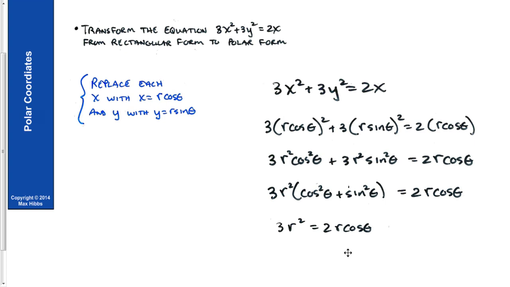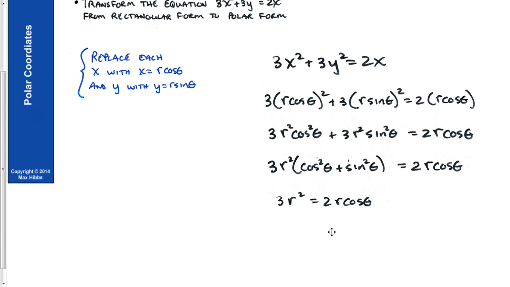Now, another thing that we could do at this point is divide both sides by 3r. And if we did, we would get 2 over 3, and r over r is 1, so we would get 2/3 cosine theta. So we've solved this for r by this last step, haven't we? But we could have actually been correct if we had left it in this form, and maybe that's a good form to leave it in, but that's not what we did here.